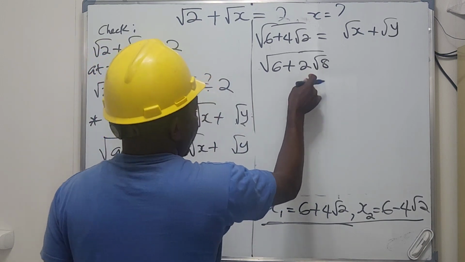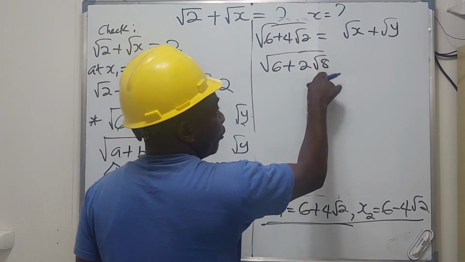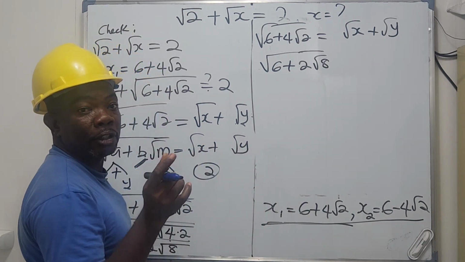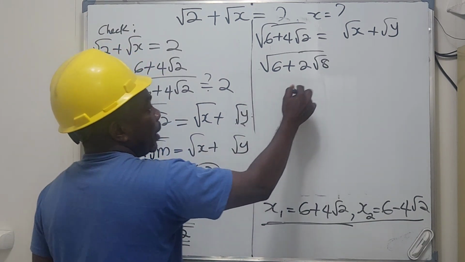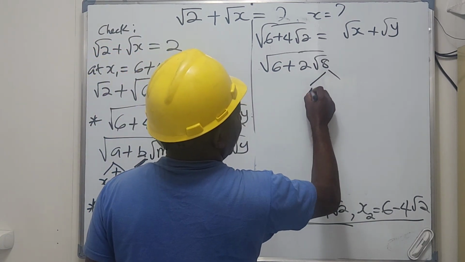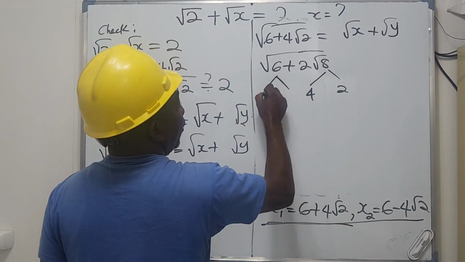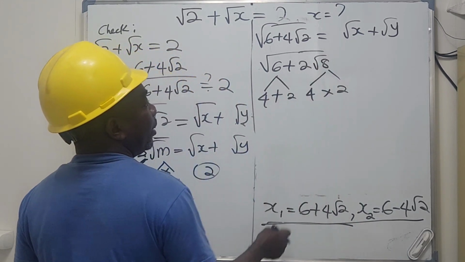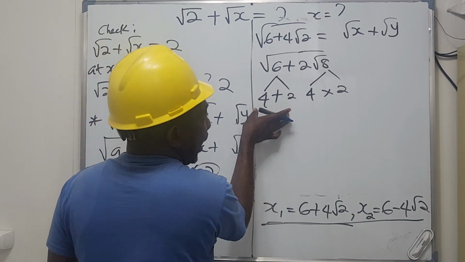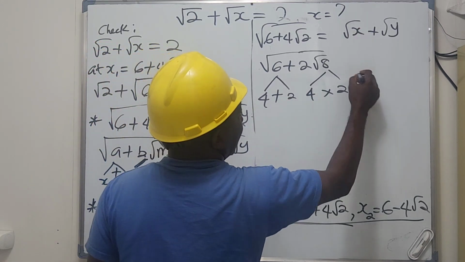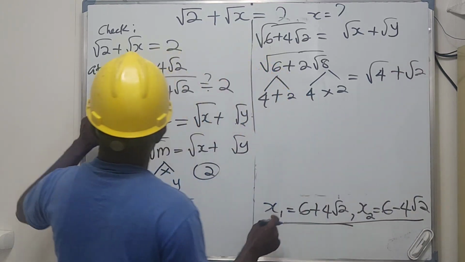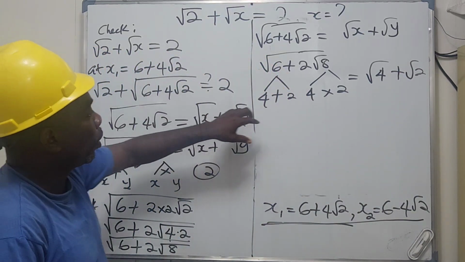So what are the factors of 8 that, when we multiply, will give us 8, and what are the factors of 8 that, when we add, give us 6? That is 4 and 2. So when we add this and when we multiply this, it gives us this. So for us to express this in this format, it is going to give us root 4 plus root 2. So evaluating this will give us this.